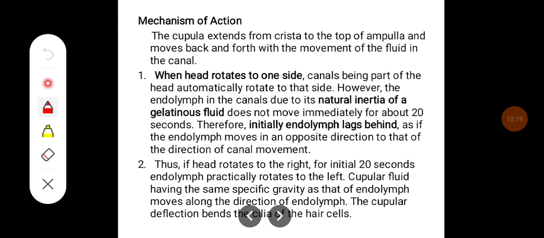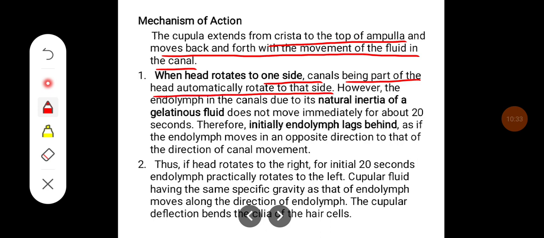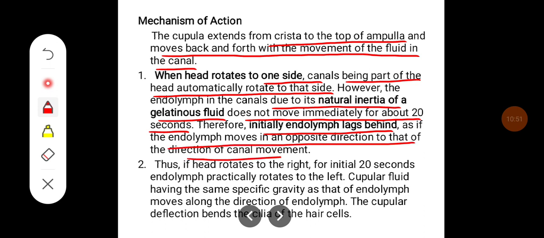The cupula extends from the crista to the top of the ampulla and moves back and forth with the movement of the fluid in the canal. When the head rotates to one side, the canals, being part of the head, automatically rotate to that side. However, the endolymph in the canals, due to its natural inertia of gelatinous fluid, does not move immediately for about 20 seconds. Therefore, initially the endolymph lags behind, as if the endolymph moves in the opposite direction to that of the canal movement. Thus, if the head rotates to the right, in the initial 20 seconds the endolymph practically rotates to the left.